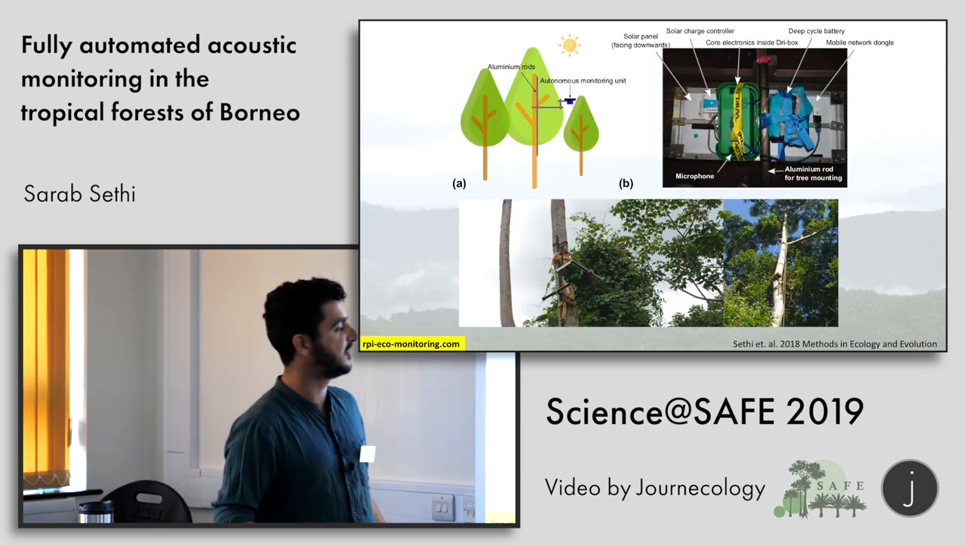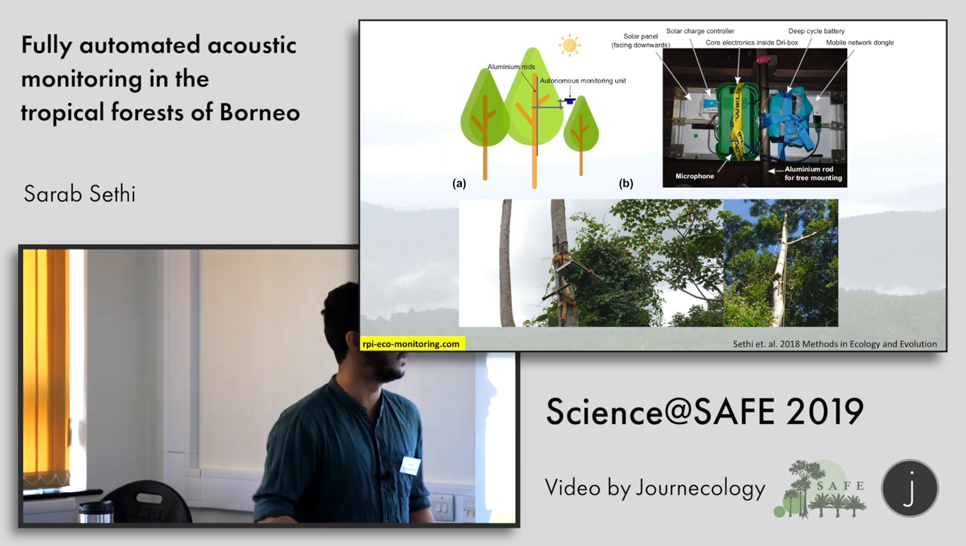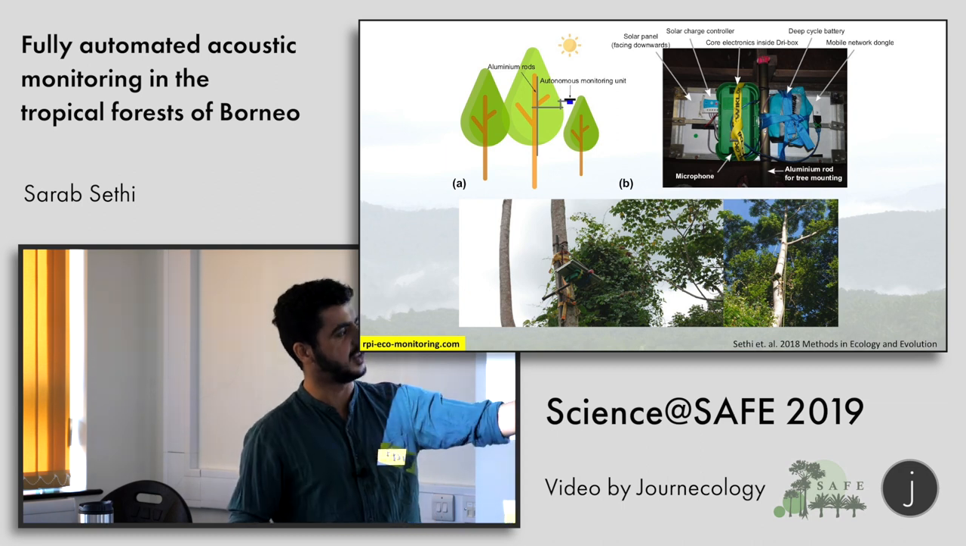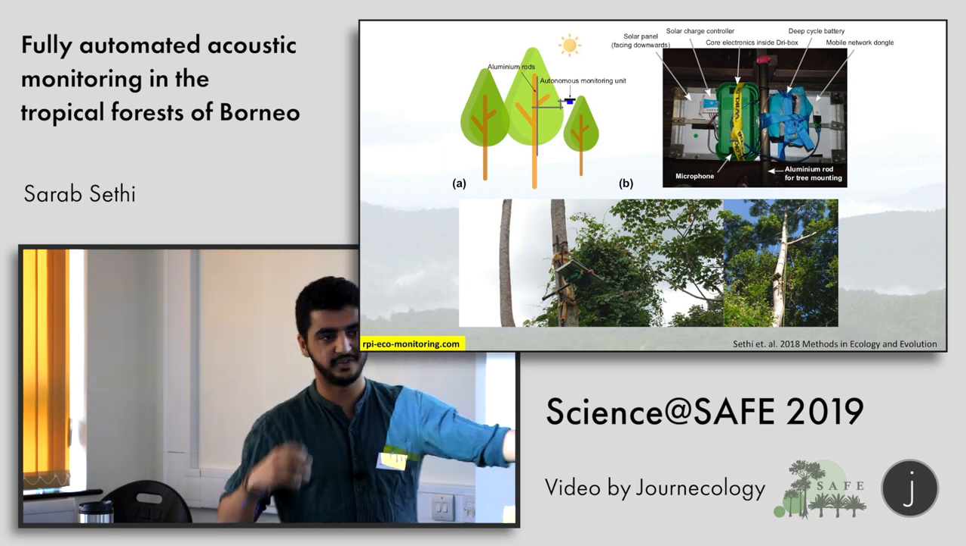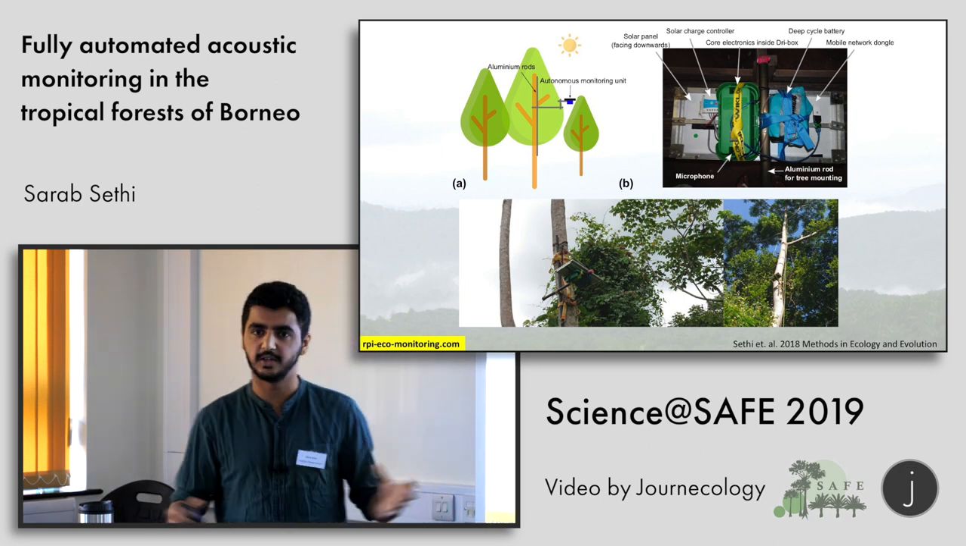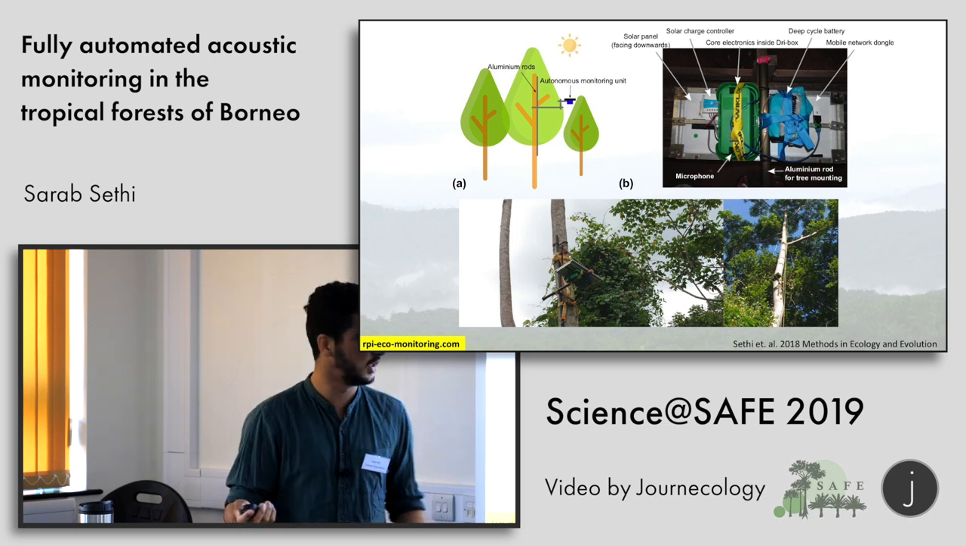This is what they look like in the field. You have to put them up trees because solar panels need sunlight and there's not much on the floor. And this is what it looks like right now. This is what it looks like for a first version, but we're working with industrial designers who can make it look a bit nicer and more easily used by non-technical people.